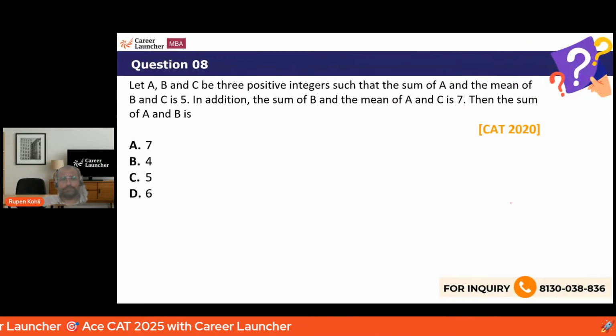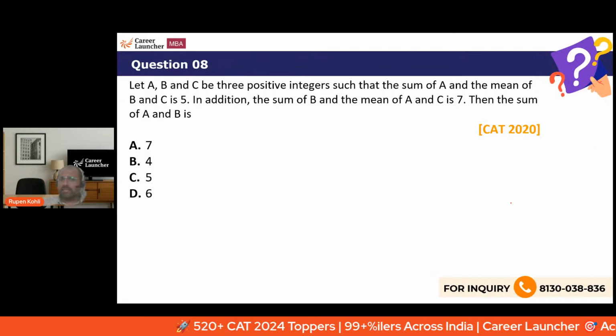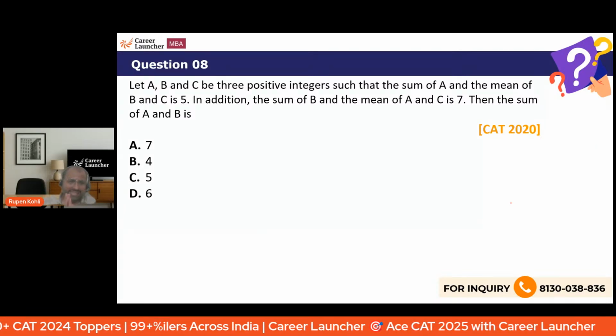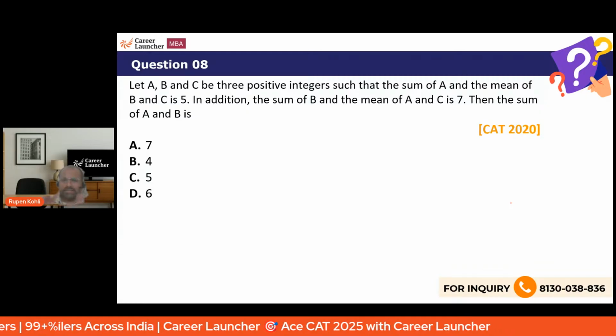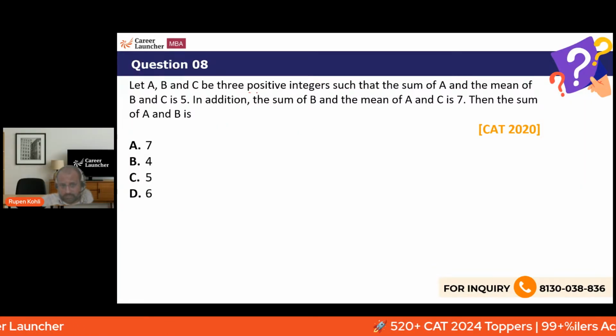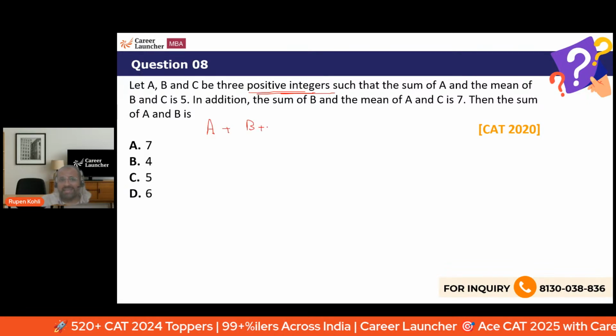CAT 2020. Okay, looks very nice, simple to read. Let a, b, and c be three positive integers such that the sum of a and the mean of b and c is 5. Let's start writing the equations. Obviously, we'll frame the equations, which are linear equations also. So the sum of a and the mean of b and c.